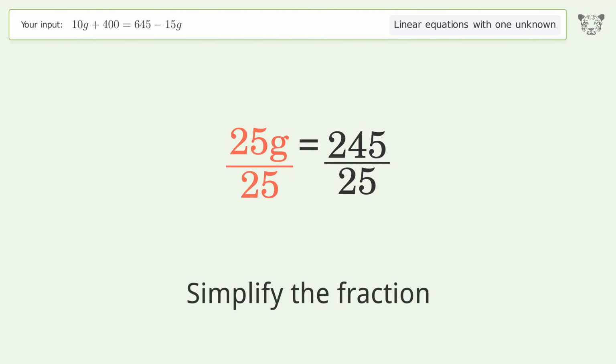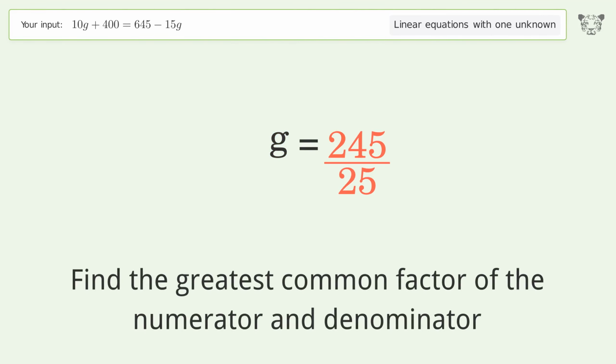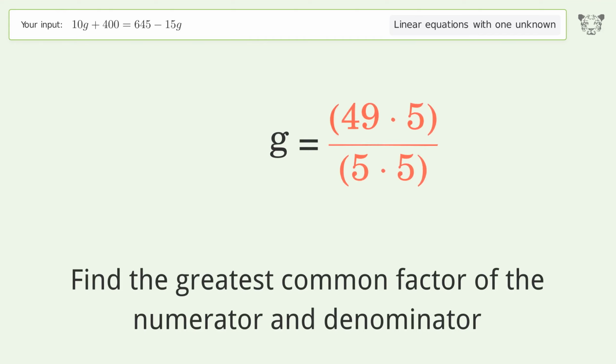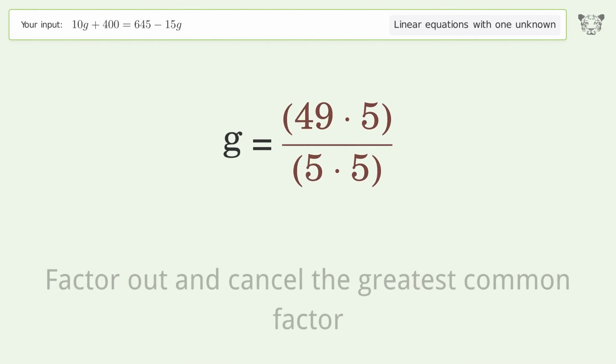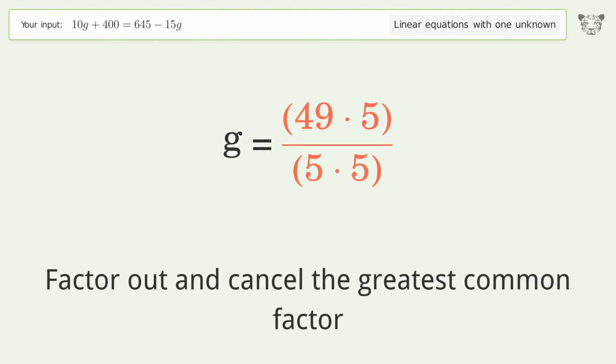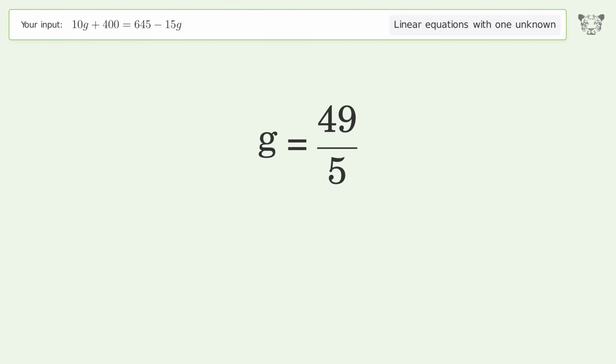Simplify the fraction. Find the greatest common factor of the numerator and denominator. Factor out and cancel the greatest common factor. And so the final result is g equals 49/5.